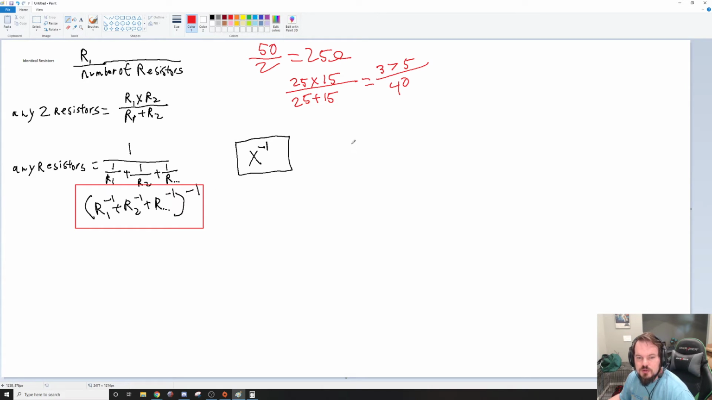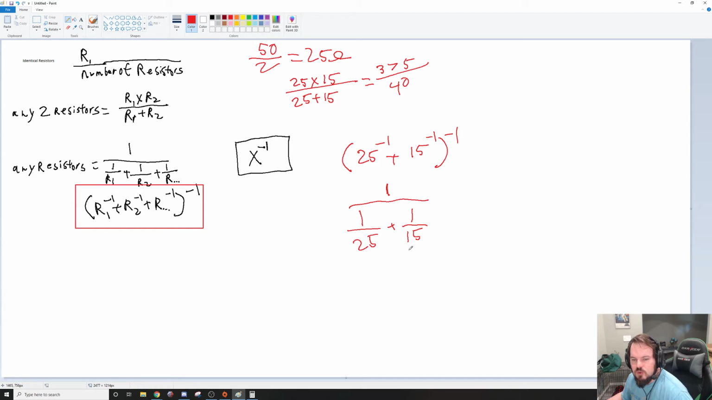You're going to open your parentheses. R1 is 25 to the negative first power plus, and this negative 1, that's telling the calculator 1 over 25. And then plus 15 to the negative first, that's telling it 1 over 15. Then you close your parentheses and go to the negative first power. And that's telling it all of that 1 over, which is the basic formula.